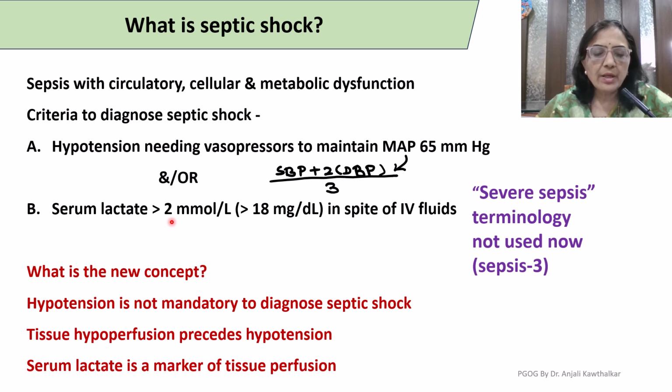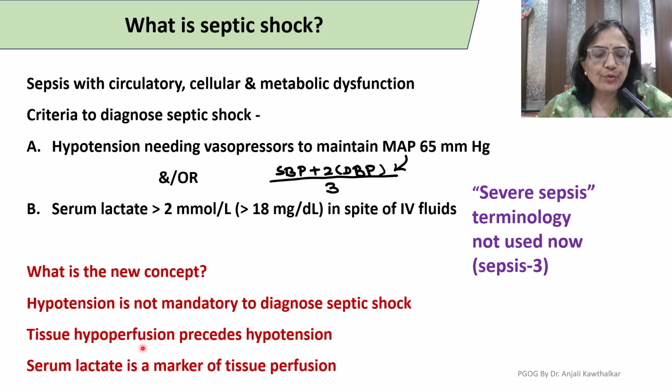This is the most recent advance related to the topic of maternal sepsis: septic shock does not necessarily always result from a fall in blood pressure. It can be with acidosis, metabolic dysfunction also, and that metabolic dysfunction we diagnose by doing serum lactate levels. So the new concept is that hypotension is not mandatory to diagnose septic shock.